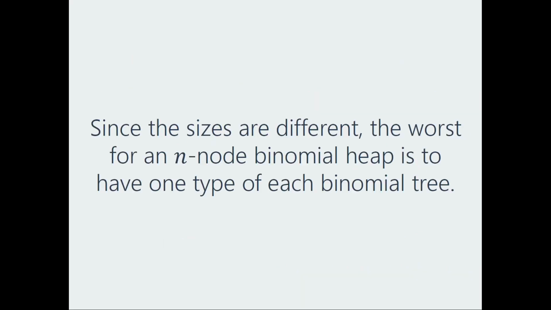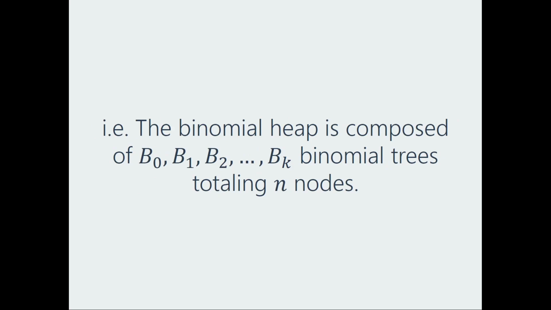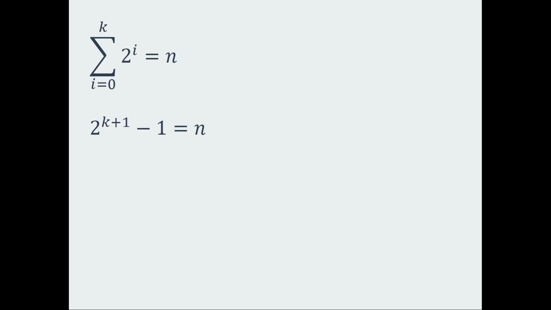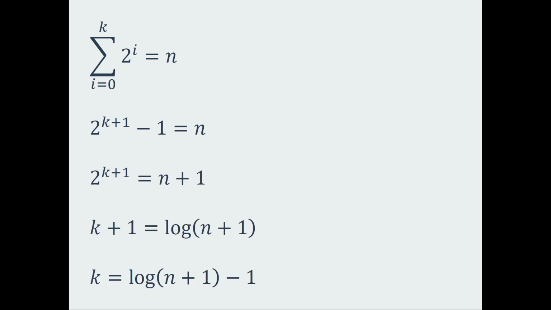Since the sizes are different, the worst case for an n-node binomial heap is to have one of each binomial tree. That is, the binomial heap is composed of B_0, B_1, B_2 up to B_k binomial trees, totaling n nodes. This means that the summation of 2^i, where i goes from 0 to k, is equal to n. Let's simplify. The summation will just be equal to 2^(k+1) minus 1, since it's a geometric series. And let's get k. So k will be equal to log(n+1) minus 1, which means that the maximum number of trees is O(log n).